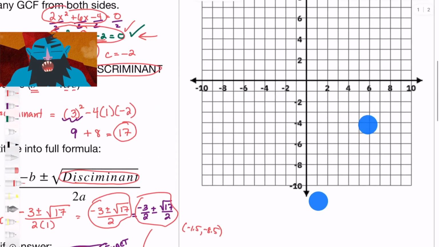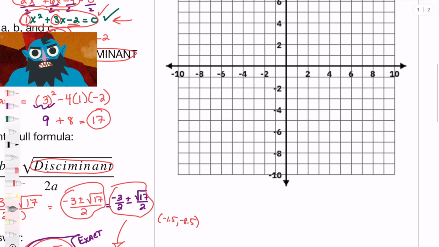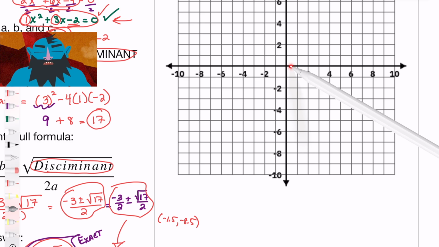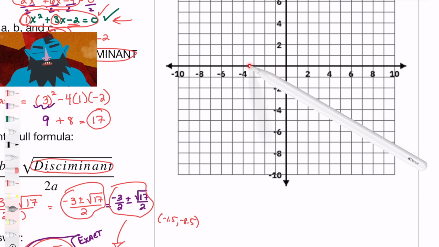I'm going to use the decimal values. When I graph it, it's not going to be perfect. And so I'm allowed to use like 0.56 about right there, and negative 3.56, so negative 3.5 about there. So I know it's going to cross the x-axis about there and about there. We can even give the exact value or location of those things.